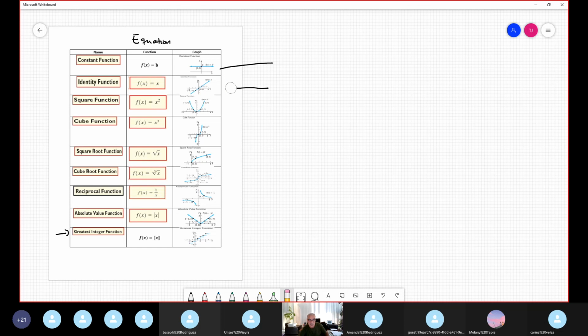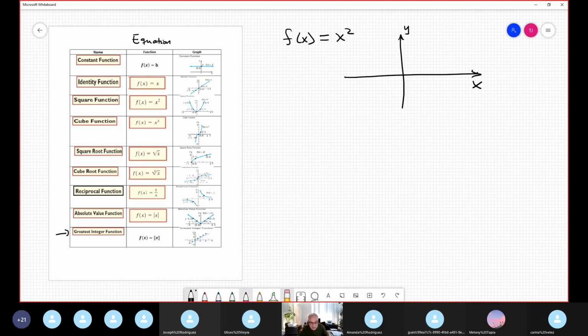Basically, not exactly today, but I present to you the collection of the most important functions, something that we study next class, maybe, in college algebra. What is the second function? The square function. The square is a parabola. Parabola looks like that. The basic parabola looks like that.